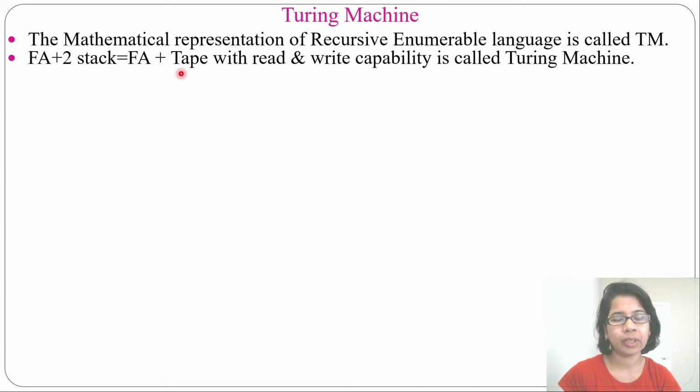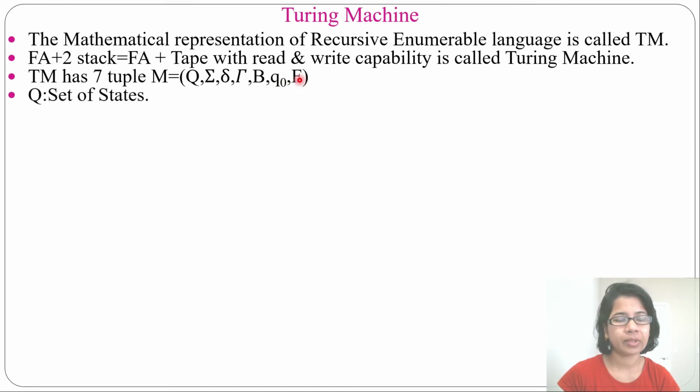In PDA we use stack as a memory. In Turing machine we use tape as a memory. Here it is infinite memory. In PDA you can just do one comparison, but in tape you can do more than one comparison. Turing machine has 7 tuples. M equal to Q, sigma, delta, tau, B, Q0, F.